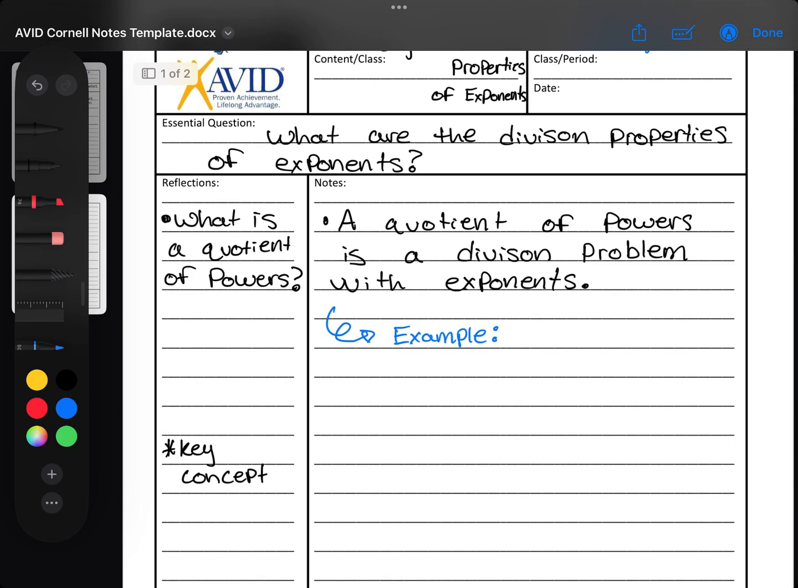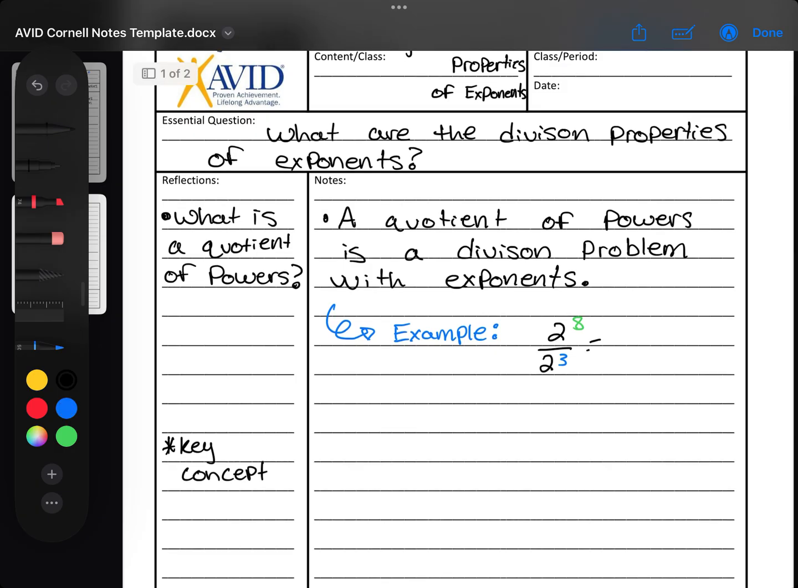So I have an example that we're going to do real quick. So go ahead and copy this down. So pause the video, copy the notes down that you need. Here's an example we're going to do. So I got 2 to the 8th power over 2 to the 3rd power.